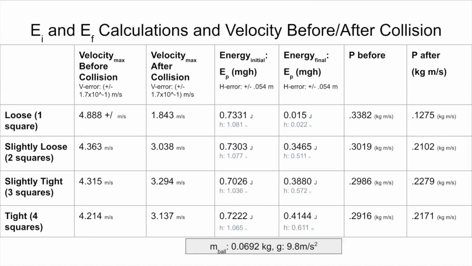The same trend is observed for our potential energy after the collision. You can see that with a tightness of 1, it starts out at 0.4144 joules. And the same trend is observed for the momentum after, that as tightness increases, momentum increases.